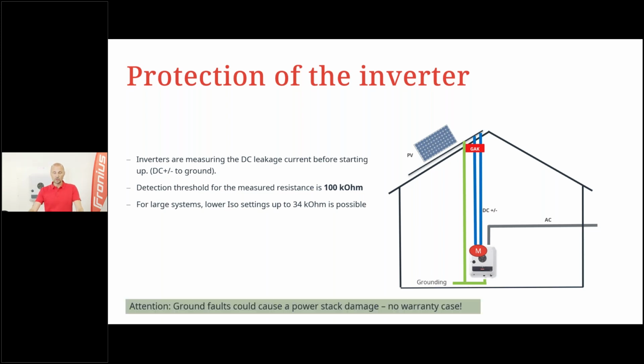Yes, and I already told you, when there is a ground fault, this can also cause damage to the power stack of the inverter. This would also not be a warranty case. So take care, when you do the DC cable wiring, that you do it correctly and in a proper way. Otherwise, you could destroy the inverter. Basically, of course, the inverter would detect that before it starts, but if it happens during operation, it would cause power stack damage.